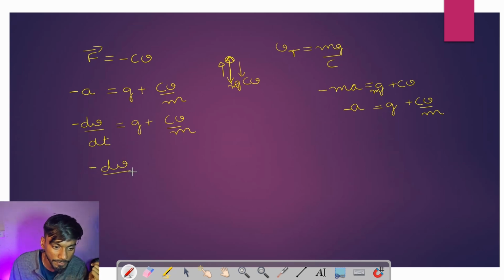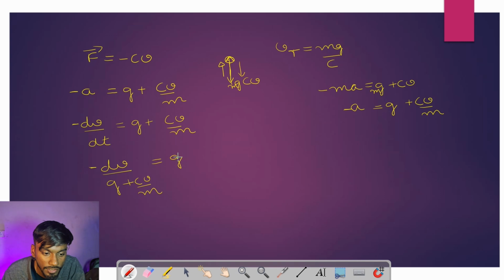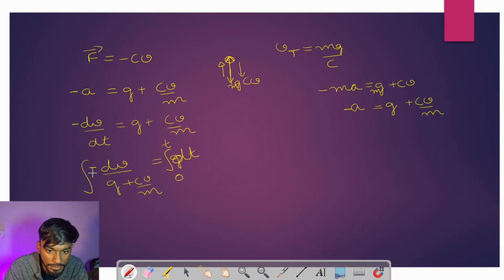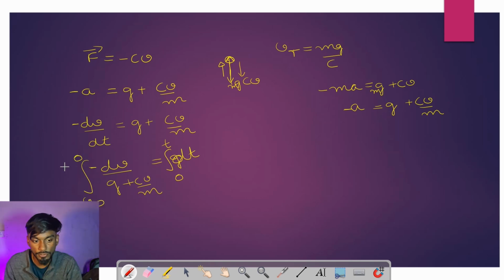So minus dv by g plus cv by m is equal to g times dt. Just integrate it. Initially 0, finally t. Initially it's v naught, right? It is with initial speed v naught. Finally at time of flight it's going to be 0.